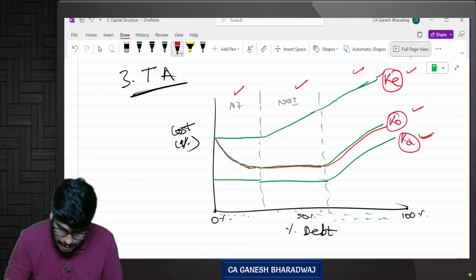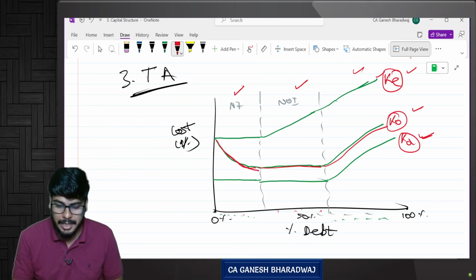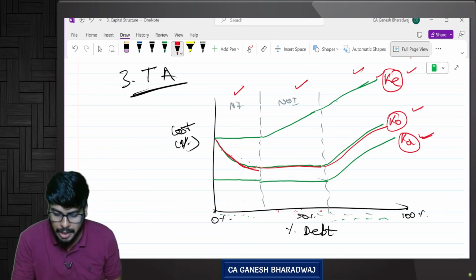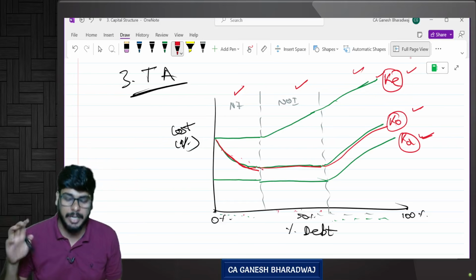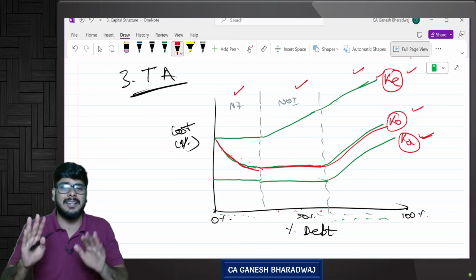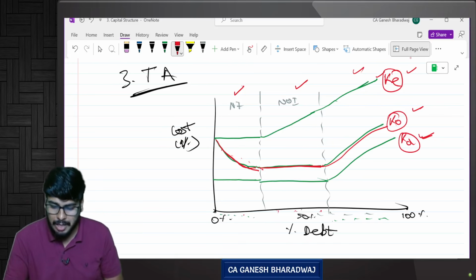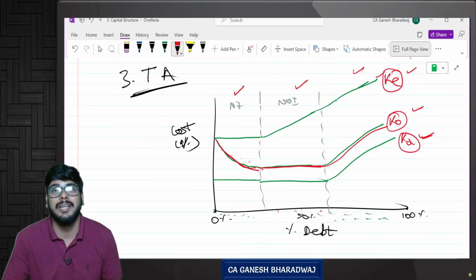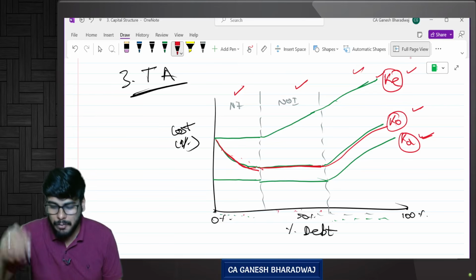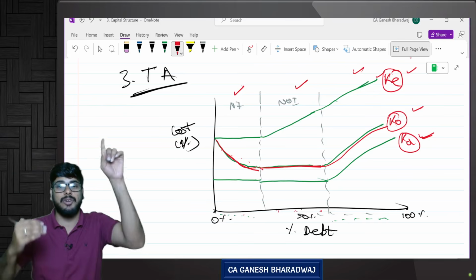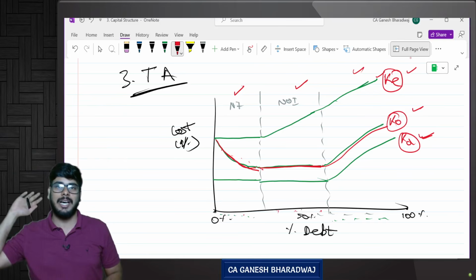So in this case, what will happen initially? In the initial phase, the value of the firm will keep on increasing as we pump in more debt. And for a certain point of time, even if you increase debt, the value of the firm will remain static. Yes or no? Now beyond a point, since KO starts increasing, the value of the firm will decrease. In the third phase, since KO increases, the value of firm will decrease. Are you clear with this?